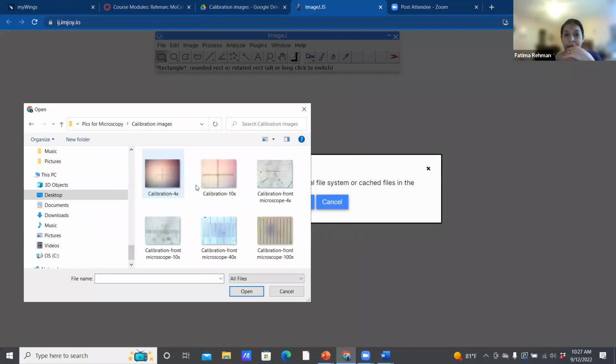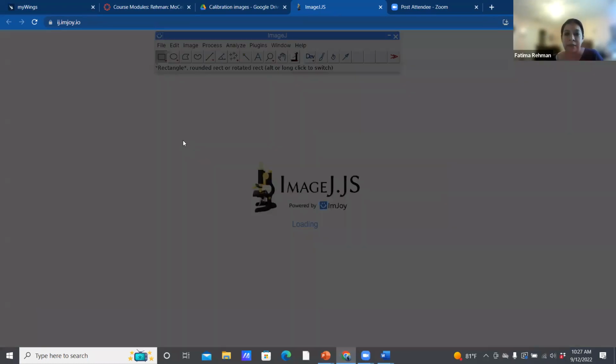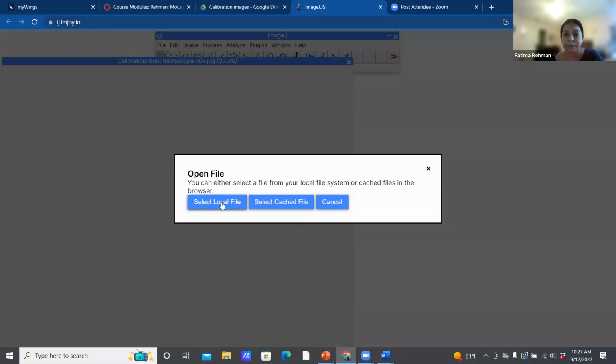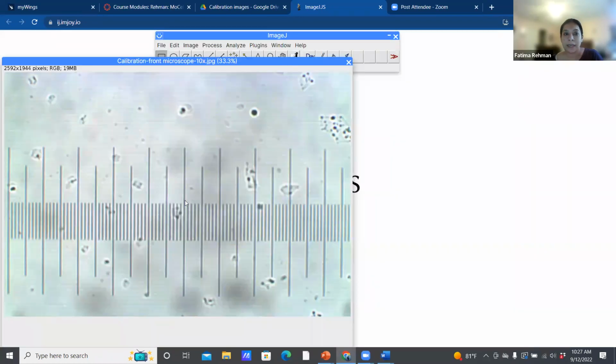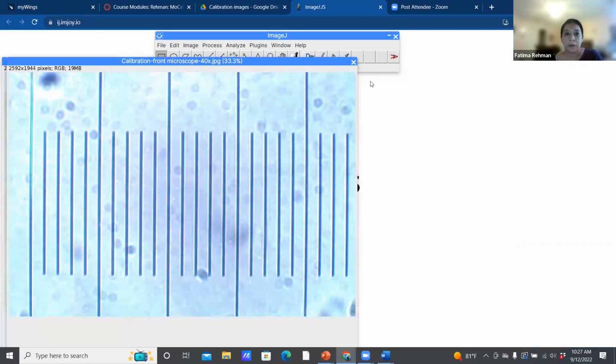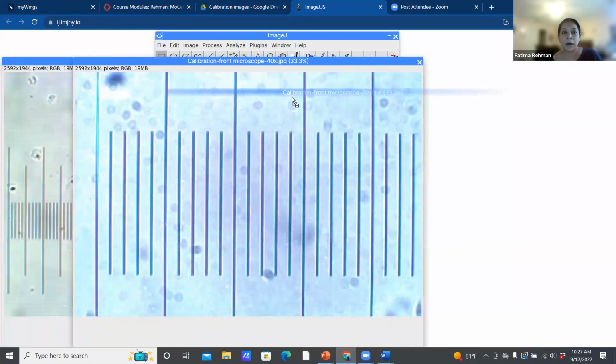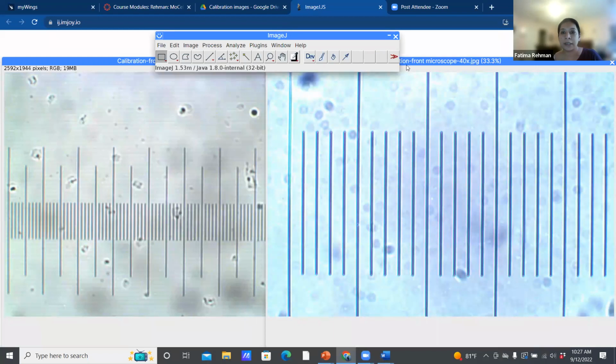And I'm going to go to my calibration images, and I'm actually going to open up a couple of them so I can show you how they change. So I'll open my 10X, for example, and I'm going to open a different one. There's two side by side kind of. So here are two things that you will need to see for these.